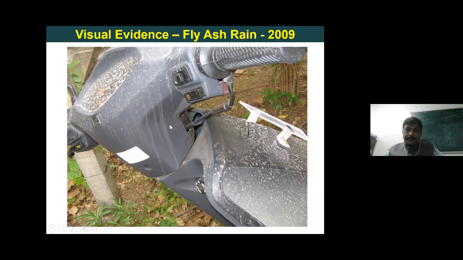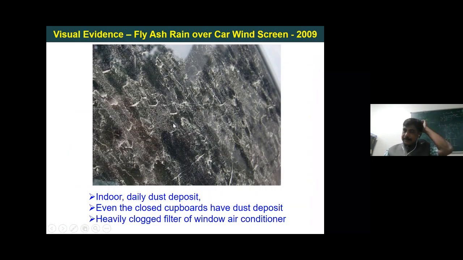So when I observed this, I again observed this car windscreen. You can see these white dots, not dots, it's a big amount of fly ash. So I started analyzing why it is so. Not only this, there are several other observations too.